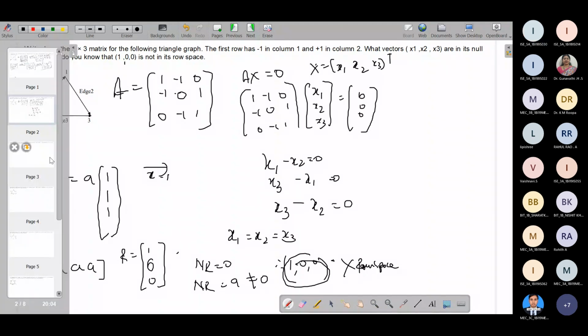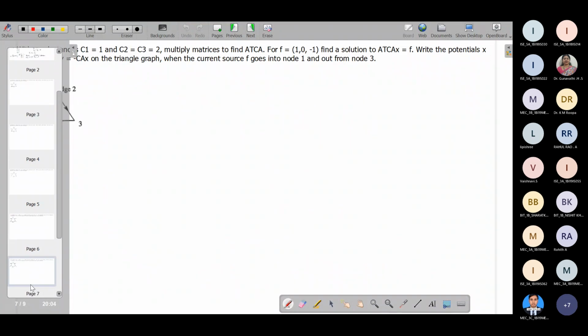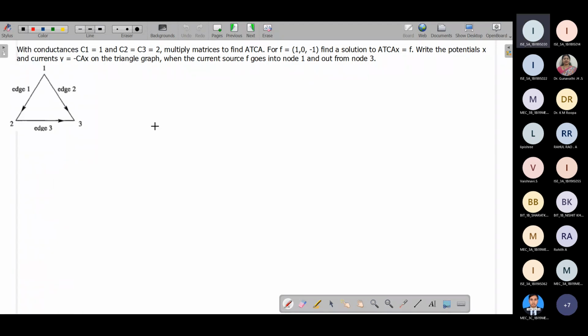Last problem. These are the only 3 types of problems they can ask. With conductance, the conductance will be given: C1 is 1, C2, C3 is 2. They've given it. Multiply matrices, you have to find A transpose CA, and F also they have given as 1, 0, minus 1. We have to find the solution to the given equation A transpose CAx is equal to F. We have to write the potentials x and the currents y is equal to minus Cx. This is nothing but Ohm's law. We have to apply Ohm's law to this triangle graph, where the current source F goes into node 1 and out from node 3.